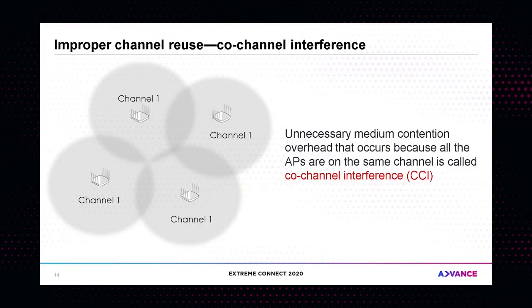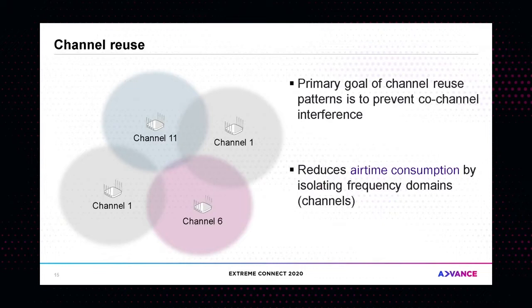So in this scenario that you see right here, all those APs actually hear each other. So if one's transmitting, the other three are not. Now, that actually gets called co-channel interference sometimes. But all co-channel interference is just Wi-Fi working the way it's supposed to work. But unfortunately, with improper design like this, it causes unnecessary medium contention overhead, which is why the primary goal of a channel reuse pattern is to prevent co-channel interference.